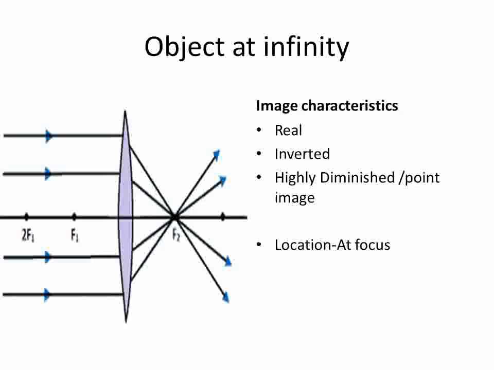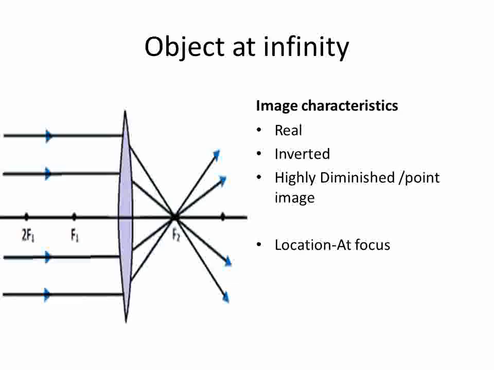Now let us come to image characteristics, properties of the image. Number one, real. A real image is formed when light rays actually intersect, both rays are really intersecting, then a real image is formed. Inverted: a real image is always an inverted image.